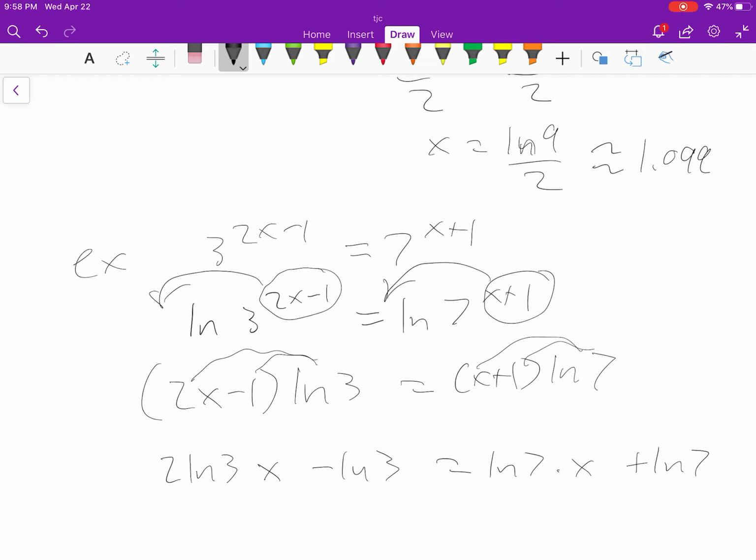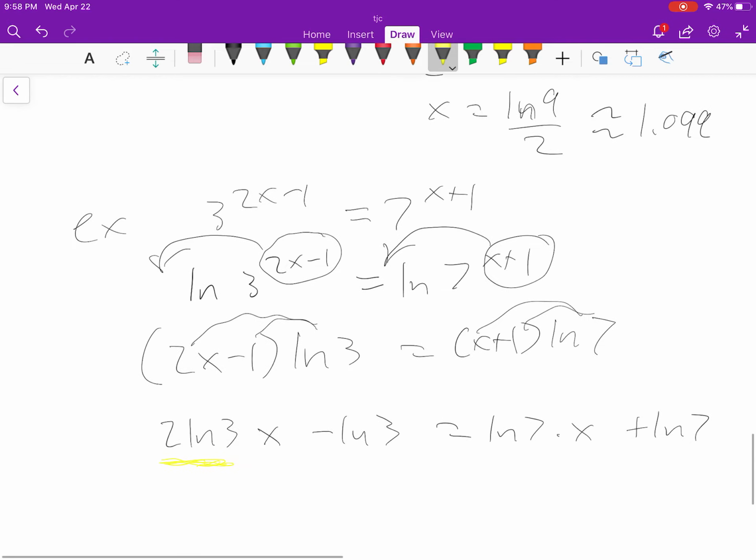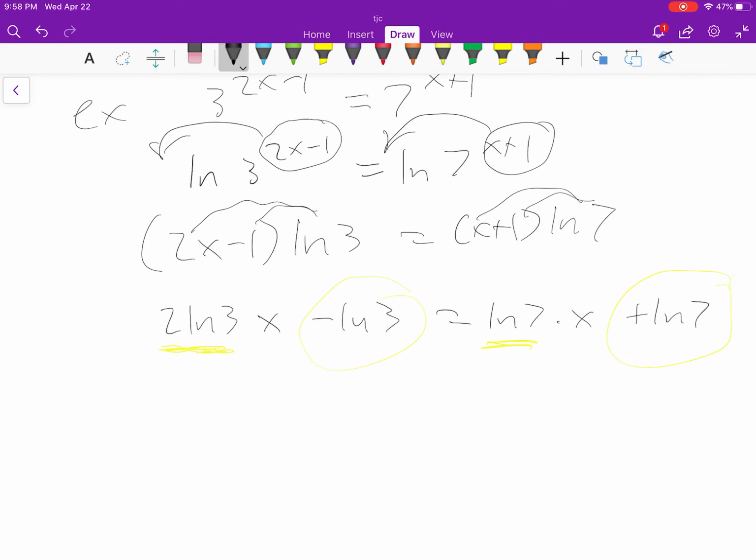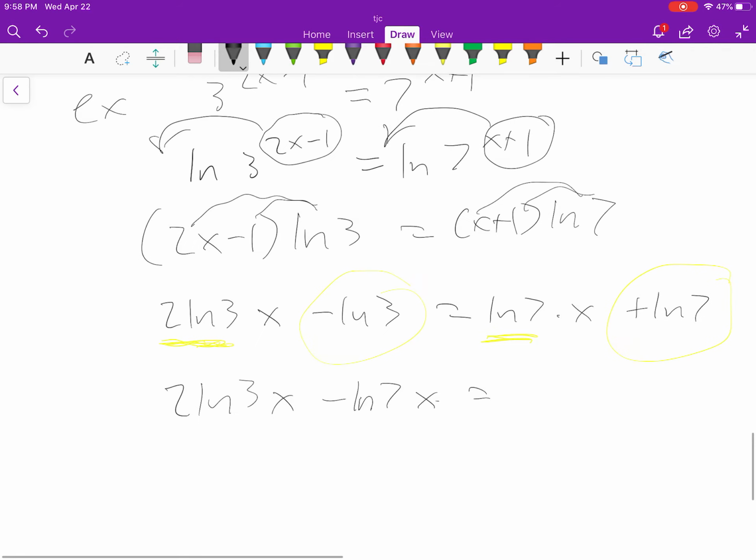At this point, here we have this right here. This is just a number. It's times x. So we have a coefficient times x. Again, this is just a number and it's times x. So we're going to move all the x terms to one side and all the constant terms to the right-hand side. So you have 2 ln 3 x minus ln 7 x equals ln 3 plus ln 7.